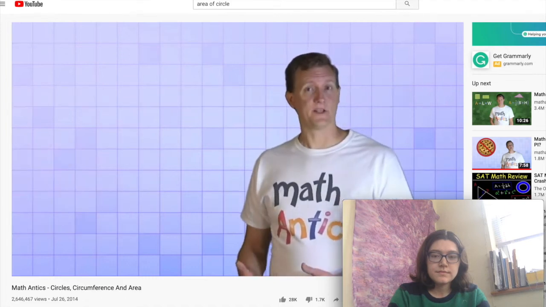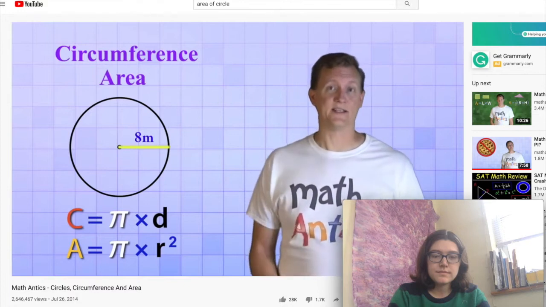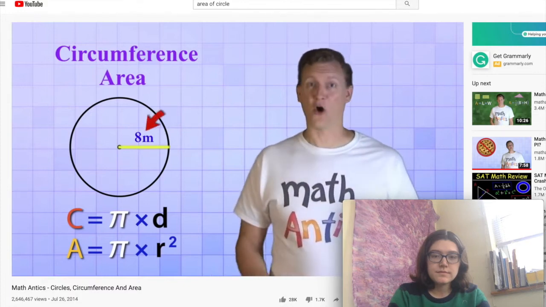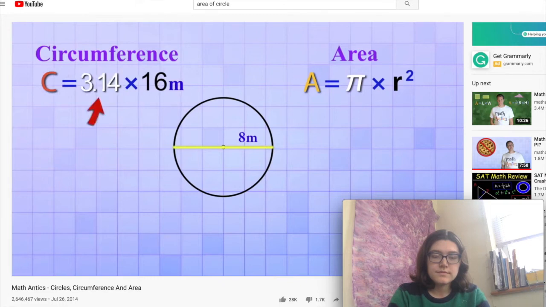To help you see that difference in action, let's find both the circumference and the area of this circle using our two formulas. The only thing we know about this circle is that the radius is 8 meters. Luckily, that's all we need to know. First, we use our formula for circumference. Circumference equals pi times diameter. To get the diameter, we take the radius and we double it. That is, we multiply it by 2. 2 times 8 equals 16. So the diameter is 16 meters. Then we multiply that by pi to get the circumference.